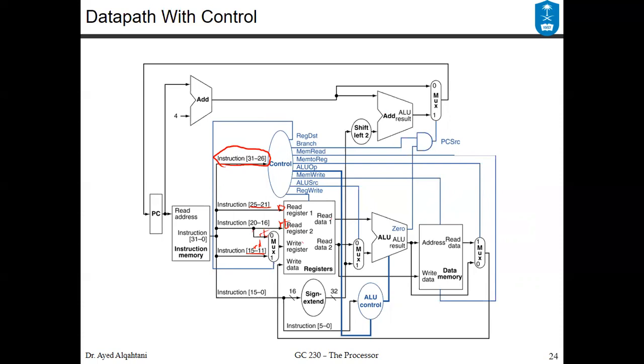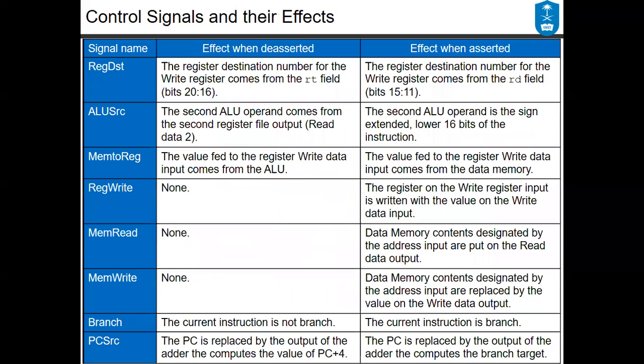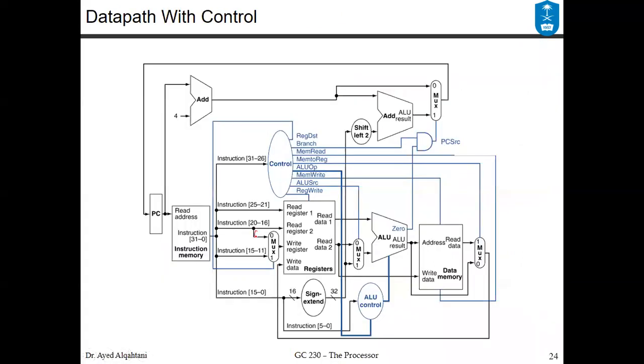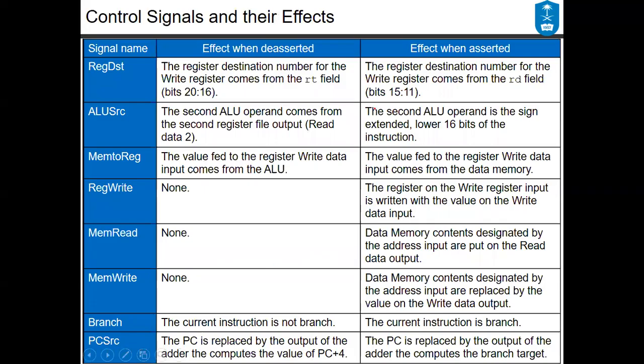This is basically the things that I want to emphasize a little bit. And to show all of this that I just discussed, it's rewritten for you in this table. I got all the controls. So you have the signal name, register destination. The register destination will be RT if it is de-asserted, meaning if it is equal to 0. And this is what we have here. If it is 0, then it's RT. If it is 1, then it's going to be RD.